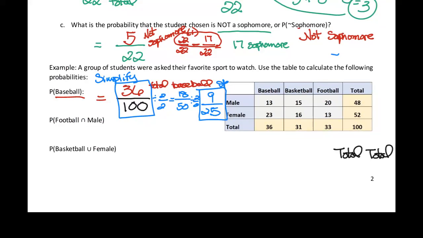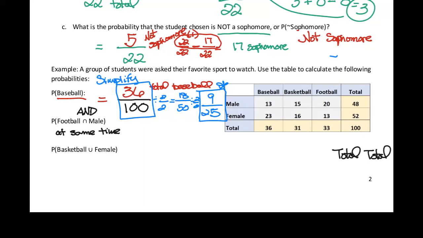Okay. This says the probability of football and male. Football and. This is the and. Remember, football and male. This means they have to happen at the same time.